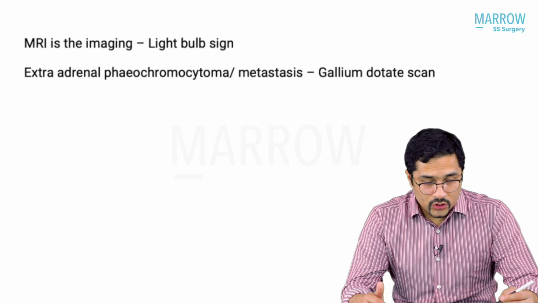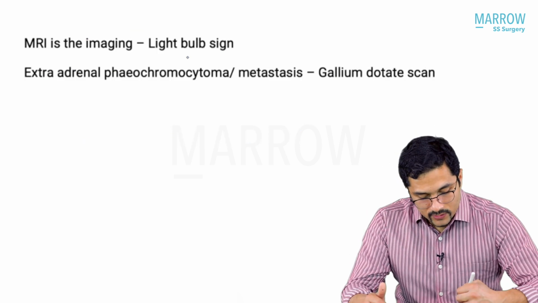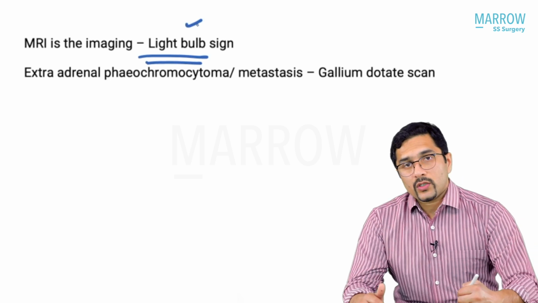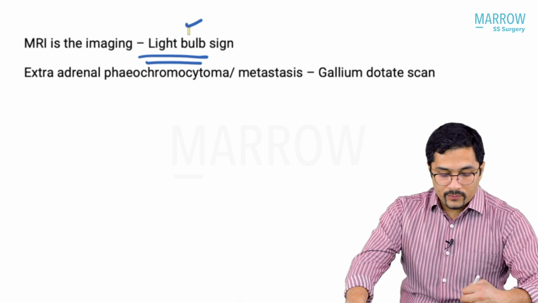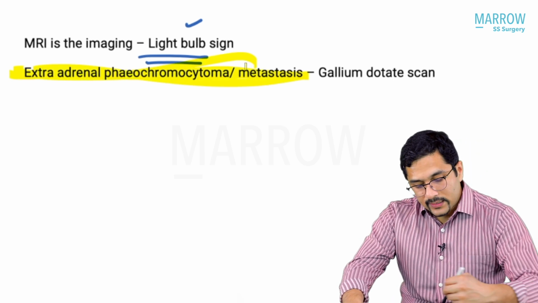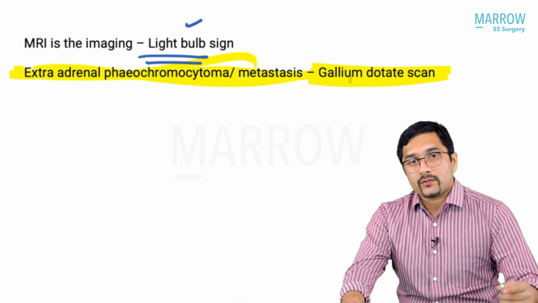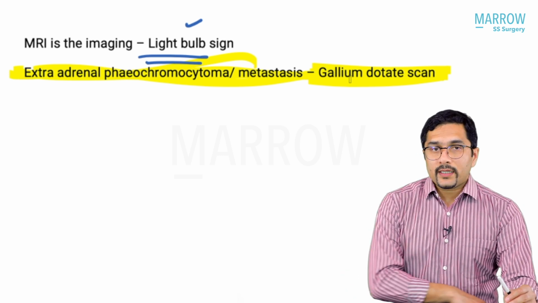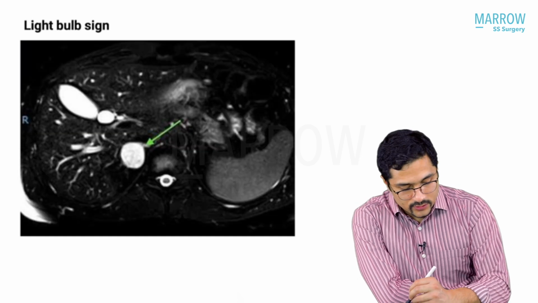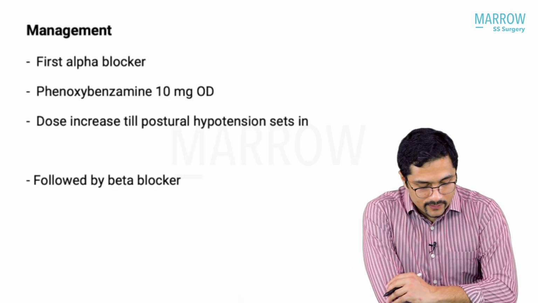Tan brown colored tumor, MRI is the investigation of choice. For imaging, you get the light bulb sign. But if it's an extraadrenal pheochromocytoma or metastasis, then the investigation of choice is a gallium dotatate scan. So, a gallium dotatate scan should be done in such patients. This is the light bulb sign.